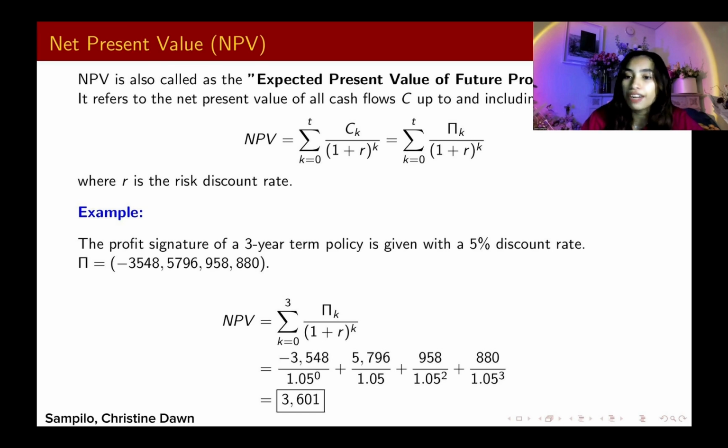Moving on to assess profit, there are various measures that can be employed based on the profit signature. One of these is the net present value, which is the expected present value of future profits. The formula for NPV is given by this equation, where R is the discount rate and C sub K represents cash flows at each time period K. For example, consider a 3-year policy with cash flows and a discount rate of 5%. Using the formula and substituting the profit signatures and discount rate with the respective time, the net present value is now equal to 3,601. With this, we can say that the investment is profitable since NPV is positive.